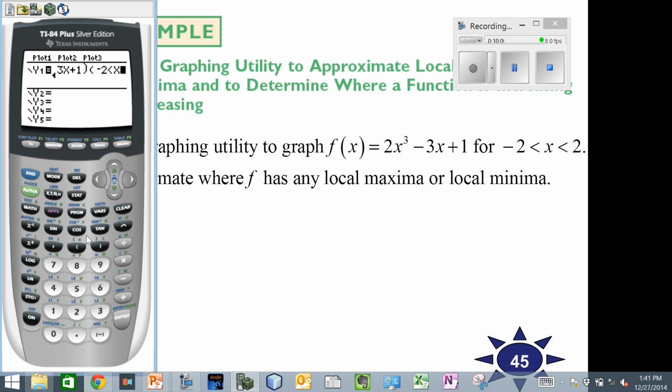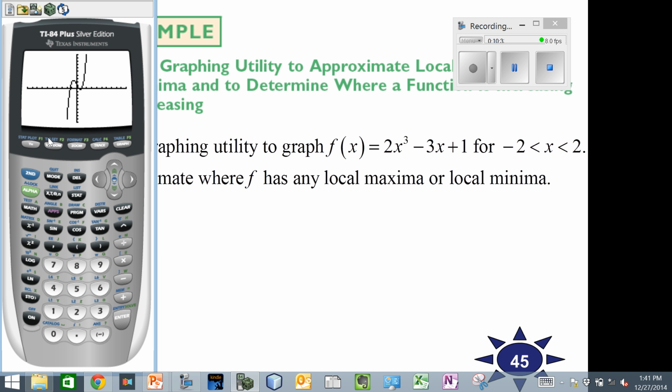I'm going to close my parentheses. We also want to say x is less than 2. We have to do that separately, at least on this version. So x is less than 2. All right, so we have the compound inequality here. Negative 2 is less than x, and x is less than 2. Two separate parentheses. I go ahead and graph that, and it's only going to graph from negative 2 to 2.